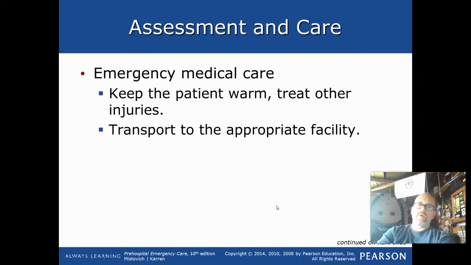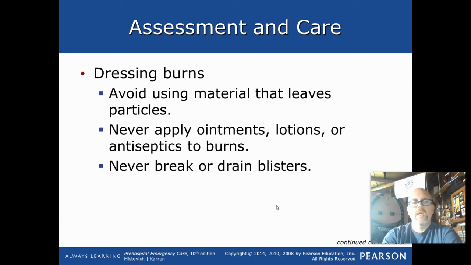Keep the patient warm, treat other injuries if there are any, transport to the appropriate facility as soon as possible. Avoid using materials that leave particles. Our sterile dressings, our roll gauze bandages actually should prevent that for the most part. Leave applied ointment, lotions, or antiseptics to the burn.